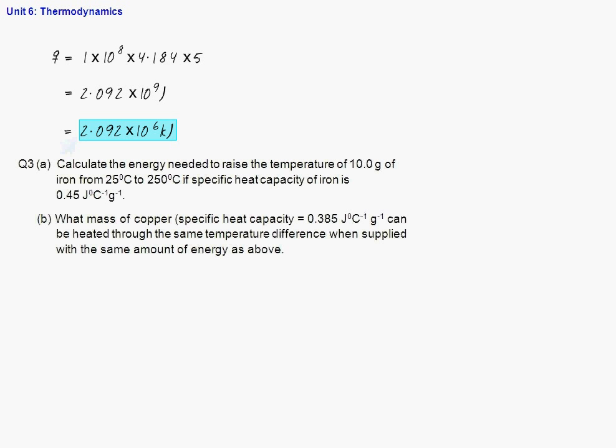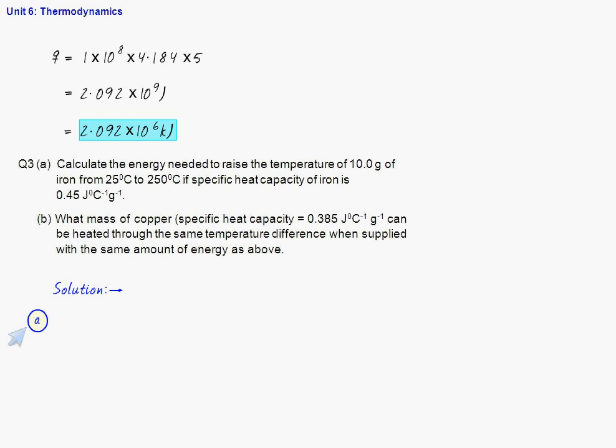Question number 3 again has two parts. Calculate the energy needed to raise the temperature of 10 gram of iron from 25 degrees Celsius to 250 degrees Celsius. The heat capacity of iron is 0.45 joule per degree Celsius per gram. And part B is: what mass of copper, with specific heat 0.385 joule per degree Celsius per gram, can be heated through the same temperature difference when supplied with the same amount of energy as above. Now let us discuss the solution.